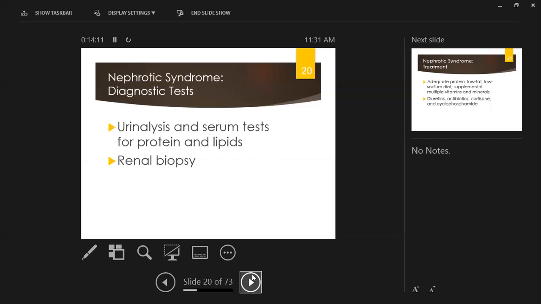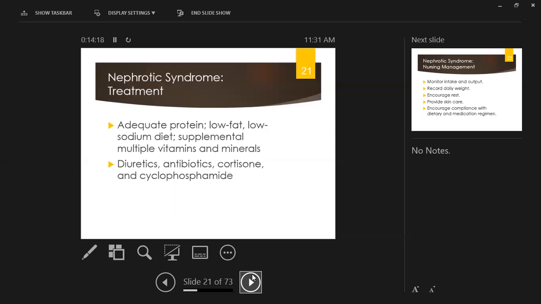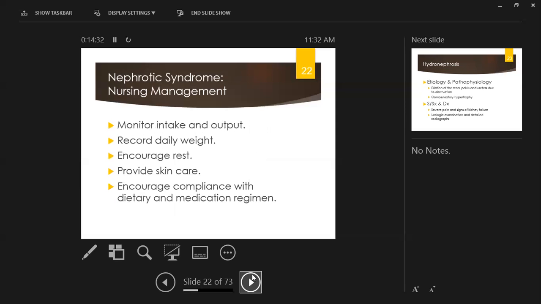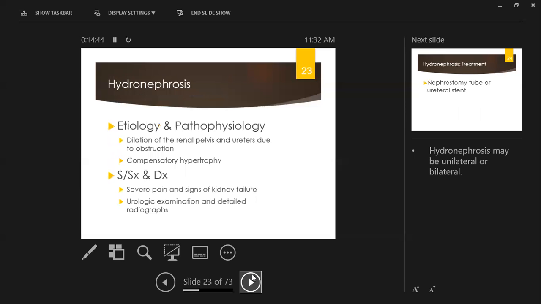What do we look for to diagnose them with nephrotic syndrome? Well, we do a urinalysis and serum test for proteins and lipids. We also would do a renal biopsy. Adequate protein, low fat, low sodium diets can be very important for these patients, including supplemental vitamins and minerals. Diuretics, antibiotics, cortisone to decrease inflammation, and cyclophosphamide may be given. We need to monitor their intake and output very closely and record their daily weights, encourage rest and provide skin care, and encourage compliance with the dietary and medication regimen that the doctor has ordered.